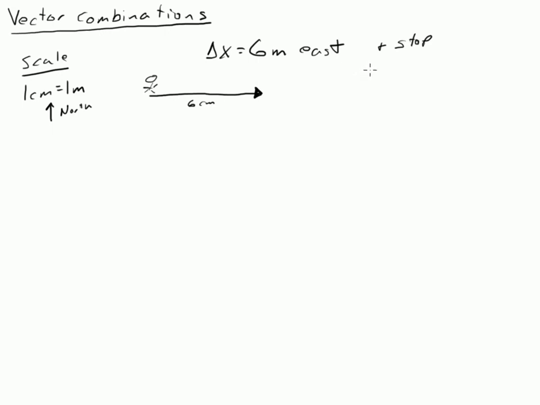And then they continue on, and the next displacement goes 4 meters continuing to the east. So our next vector here is going to be 4 centimeters long, and so we just continue where we left off. Draw out 4 centimeters. And that represents our displacement of 4 meters to the east.